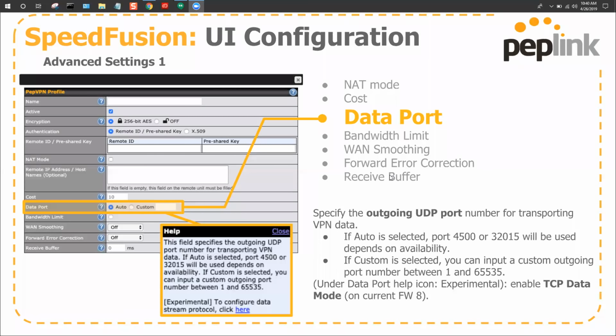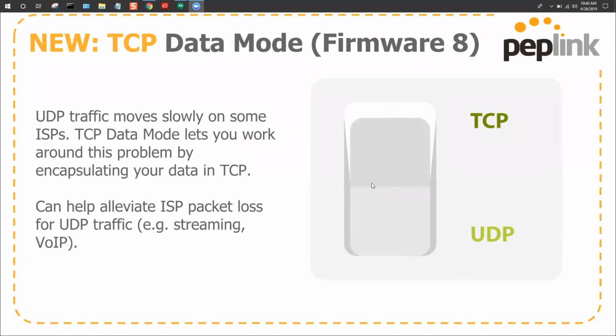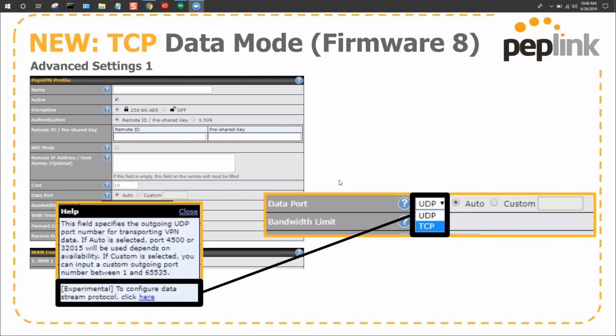On firmware 8, our brand new builds, under that data port help icon in the experimental section, you can actually toggle TCP data mode. UDP is going to move a bit slower on a few of the ISPs out there. What TCP data mode allows you to do is to work around it by adding a layer of encapsulation with TCP. You can use this to help alleviate ISP packet loss for all of these UDP traffic application types. And once you enable the feature, again, in that experimental section under data port, you'll see a brand new drop-down box allowing you to toggle to TCP.